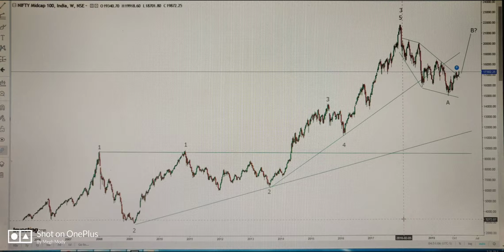Here, this chart is a weekly chart of Nifty Midcap 100. Here in this chart, I have already shown an impulse wave in which, if you see properly, I have been showing wave 1, wave 2, wave 3, which is an extended wave. Within that, I have shown you 1, 2, 3, 4, 5, where I've completed wave 3.